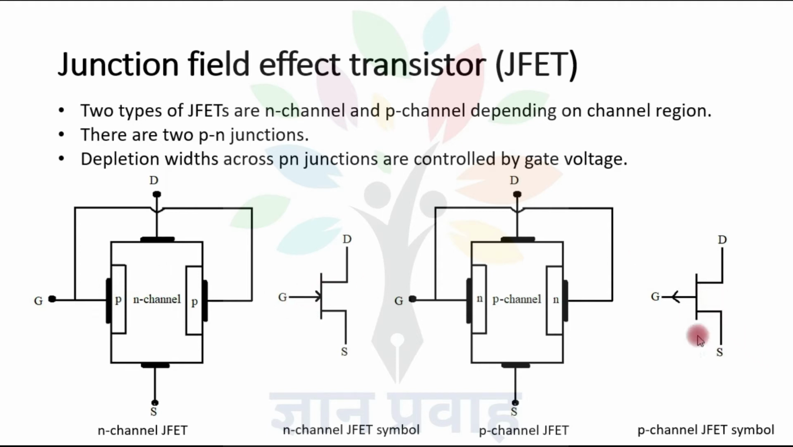Similarly here, that is the logical symbol for P-channel JFET. Three terminals, drain, gate and source, and one arrow simply showing the direction of conventional current. And here in case of P-channel JFET, the gate terminal is connected with the N-type material. That's why the arrow is showing the direction of conventional current or the direction of holes.